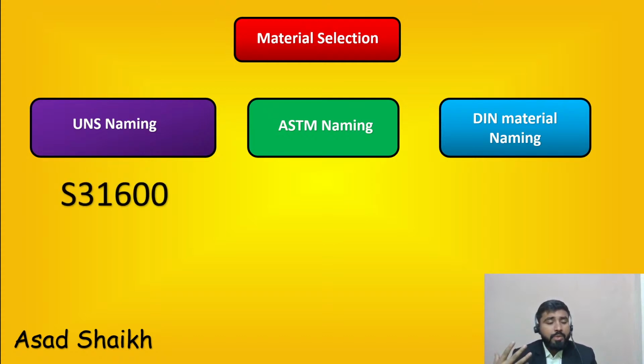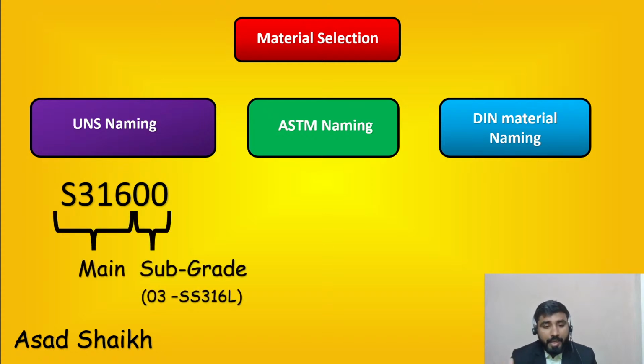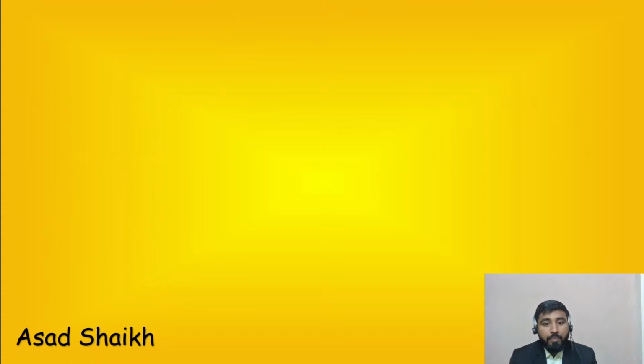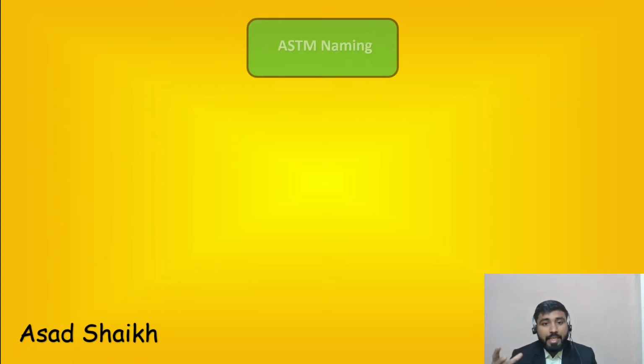For example, when you see the UNS numbering system, you see something like this mentioned here, where this is your main material and this is your subgrade. Now this subgrade will vary. For example, for 316L you have 03 written at the end. So some vendors give you materials mentioned in this format. Sometimes you might have something in the ASTM format.